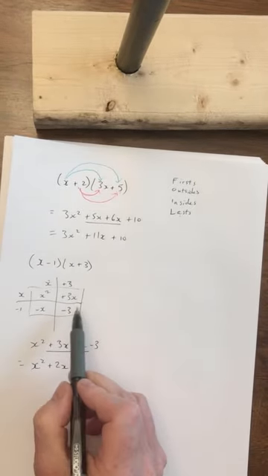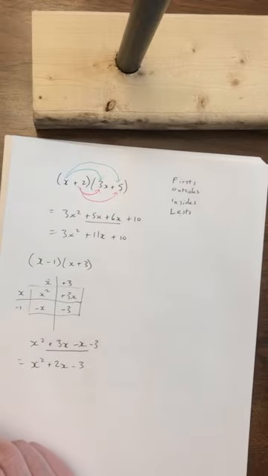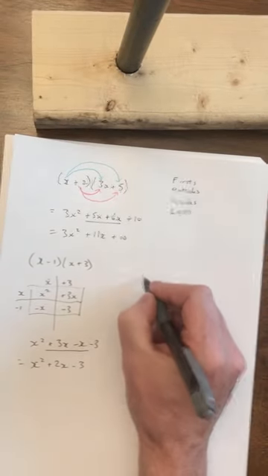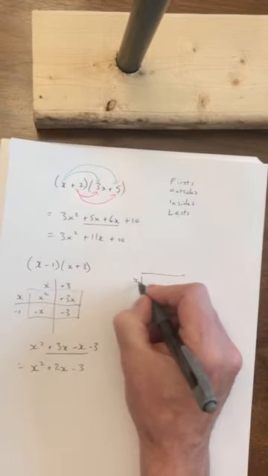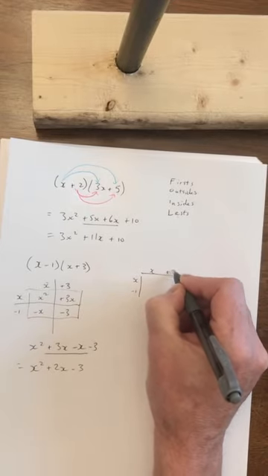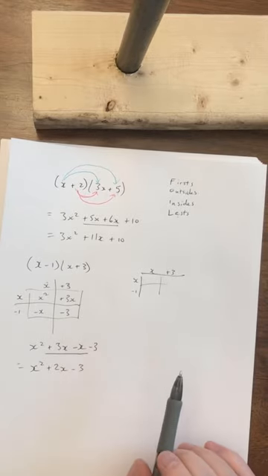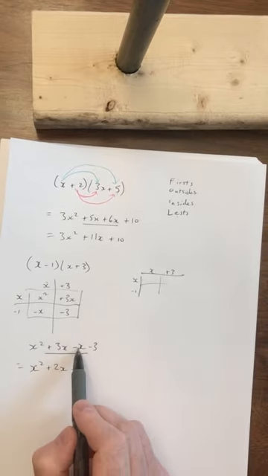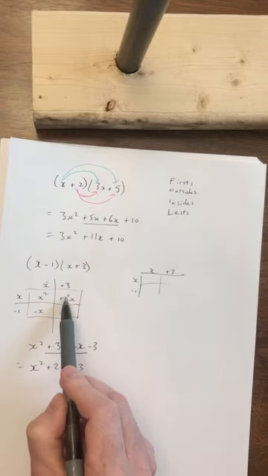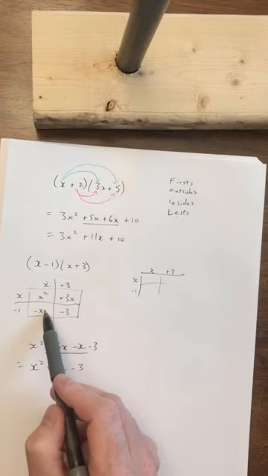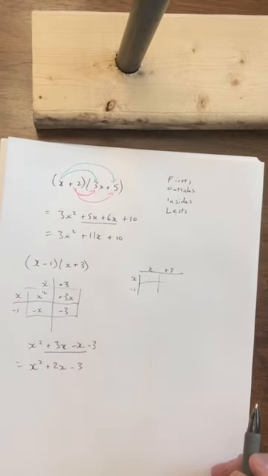In fact, sometimes I use the FOIL method, and I just do this. So I don't draw the whole thing out. And even if you feel comfortable, you can skip this step, put those two together in your head or on your calculator, and then add that one in.